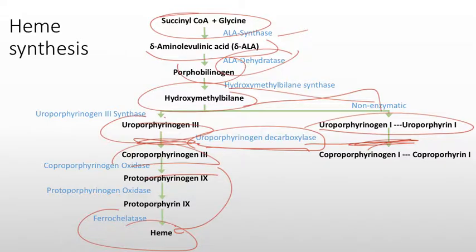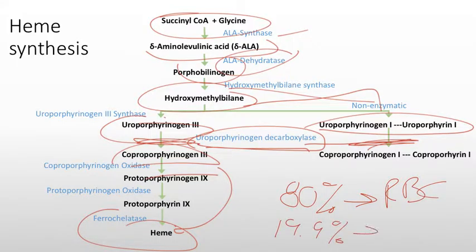And so whenever you talk about heme, 80% of the heme in your body is in your blood. Your red blood cells is where it's produced. About 19.9% of the heme is produced in the liver for the cytochrome P450 system. And the rest of the heme, that last 0.01%, is produced in the mitochondria of every other cell in your body. That's for the mitochondrial electron transport chain.